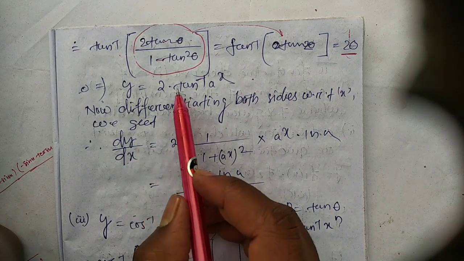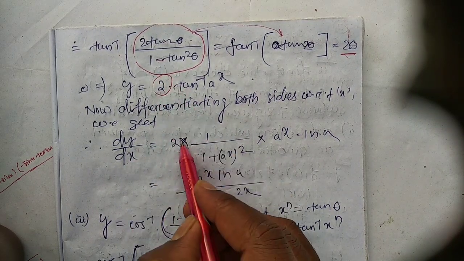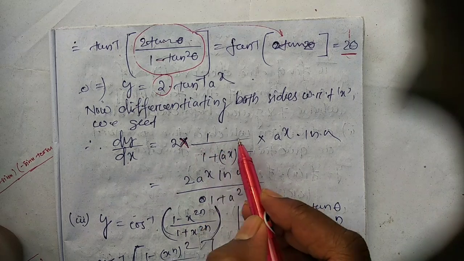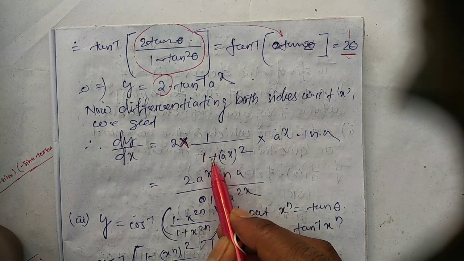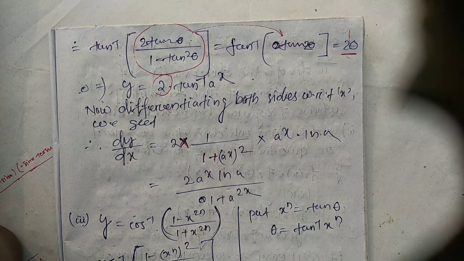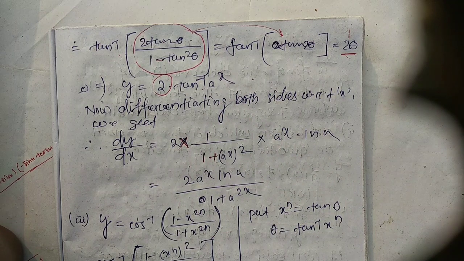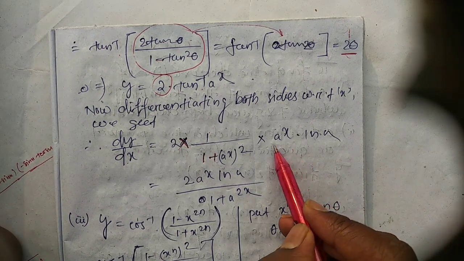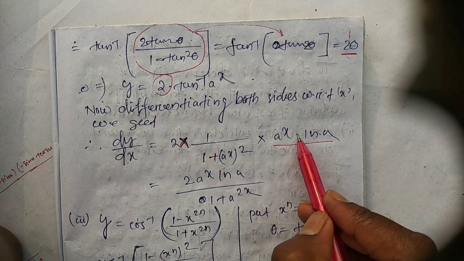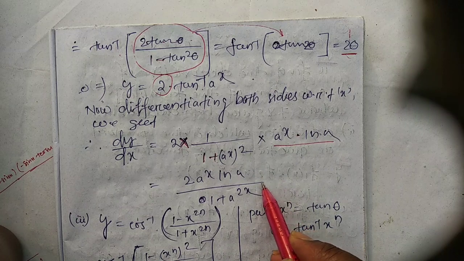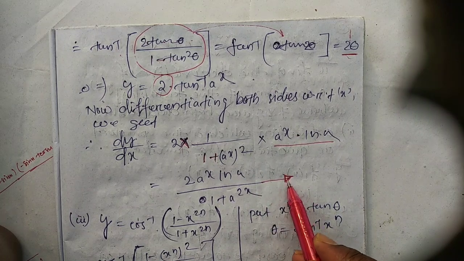How much are we obtaining: dy by dx is equal to 2, a constant will be taken outside, 1 upon 1 plus a to the power x whole square. Again chain rule will apply, because this is not directly a function of x, it is a function of a to the power x. Again the derivative of a to the power x with respect to x, the derivative of a to the power x will be a to the power x into ln a. On simplification we are getting this much. Okay.